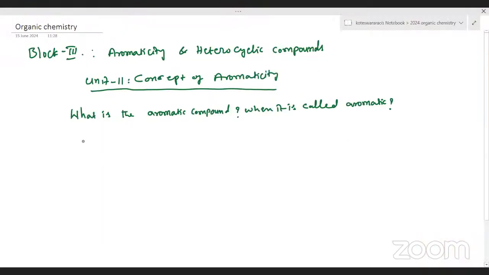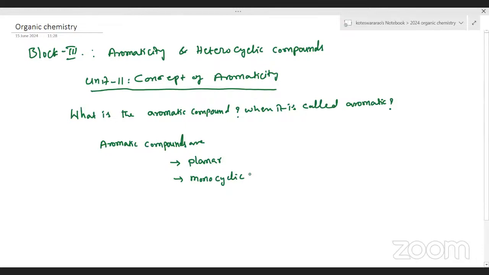Now, according to the definition, there are several bases for defining an aromatic compound. The aromatic compounds are planar. That means all the atoms present in the molecule should be in a two-dimensional plane. That is not a three-dimensional molecule; that is a two-dimensional molecule. Planar. The second one is monocyclic. It is the initial concept, the initial definition.